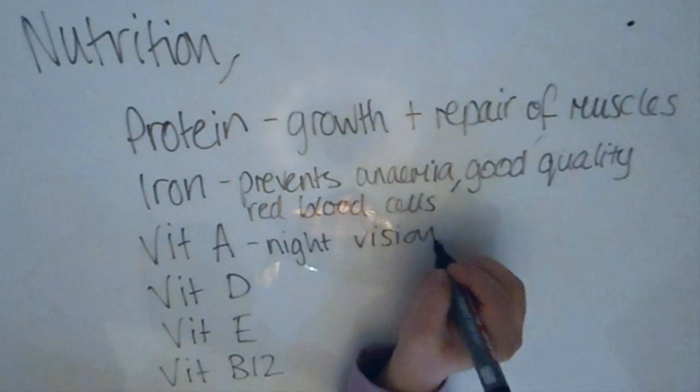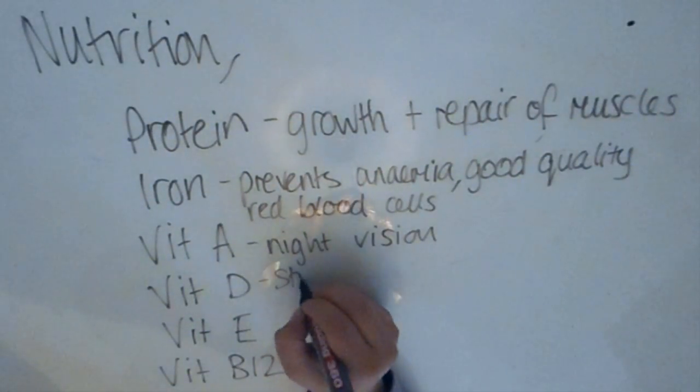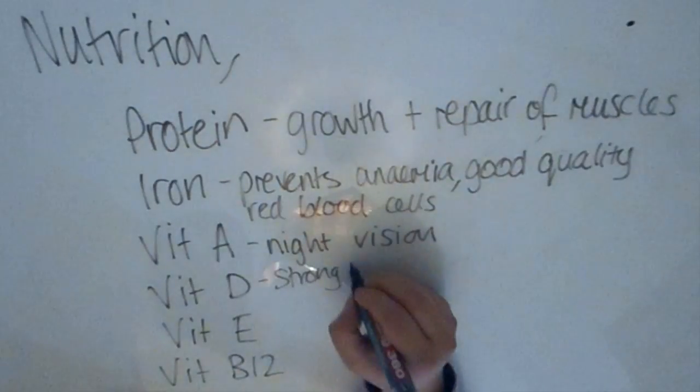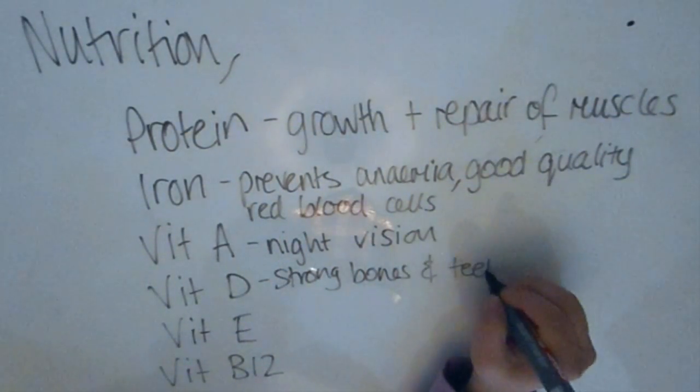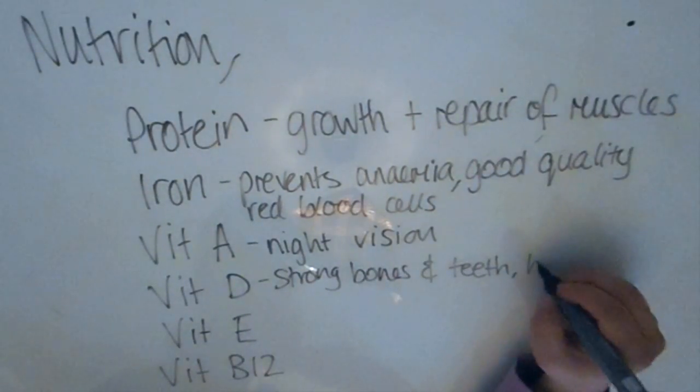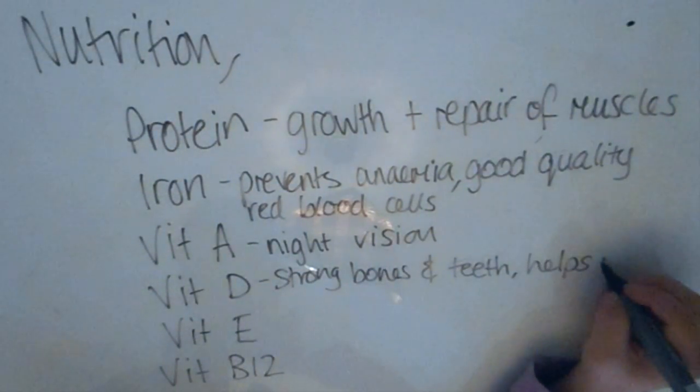Eggs also contain vitamin A. Vitamin A is needed for our night vision. So the way that I remember this is by remembering that vitamin A is sometimes called retinol. We have retinas in our eyes, so it's got to be good for our night vision.